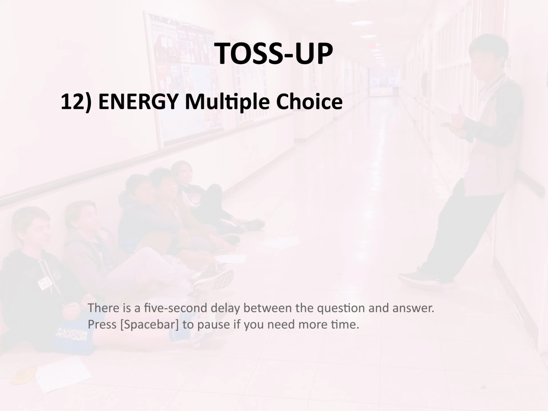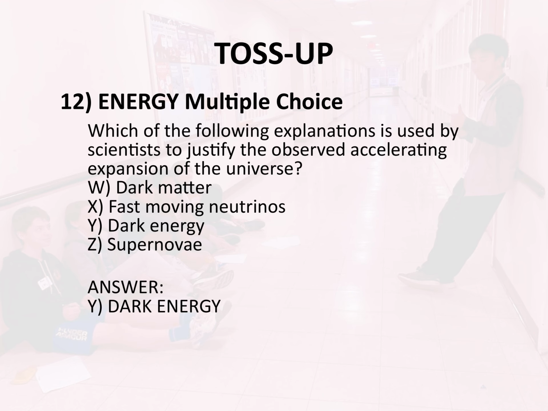Toss-up 12. Energy. Multiple choice. Which of the following explanations is used by scientists to justify the observed accelerating expansion of the universe? W. Dark matter. X. Fast-moving neutrinos. Y. Dark energy. Z. Supernovae. Answer. Y. Dark energy.